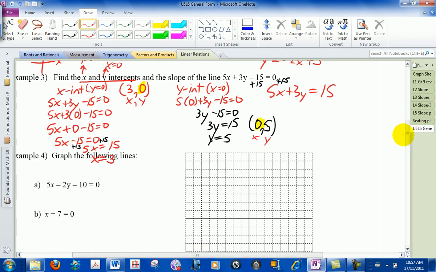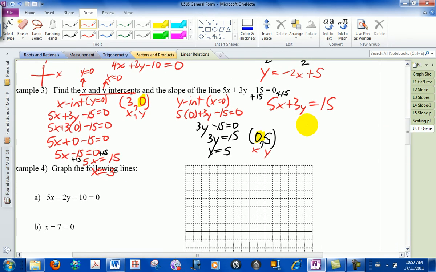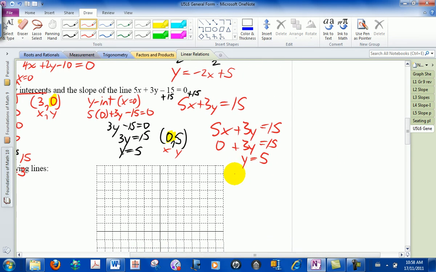Okay, now I'm just going to show you a shortcut. The reason why I like this one is because I can see my answer a little quicker. I can set this equal to 0, plus 3y equals 15, y equals 5. I can also set it up as, right? I can now set this one to 0, so 5x plus 0 equals 15, 5x equals 15, x equals 3. So it's a little bit of a shortcut, you can do it faster. Dylan.